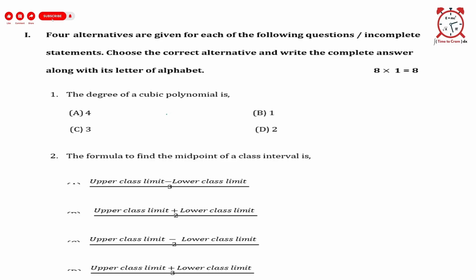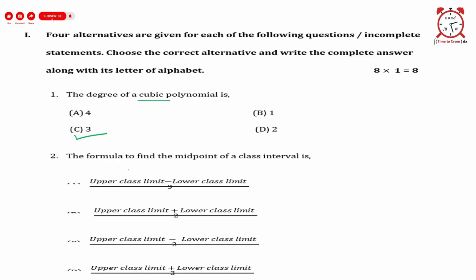In this video we will cover question number 1, MCQ of 8 questions, and question number 2, very short answer questions. So first question: the degree of a cubic polynomial is dash. So cubic polynomial, so its degree is 3.